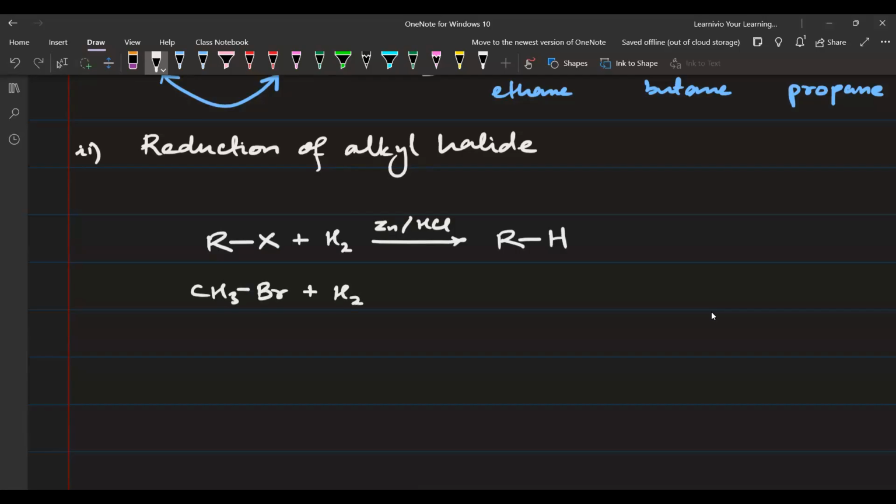For example, if you have CH3Br plus H2 in the presence of zinc and H+, they will give you H positive, है ना? Same thing. तो भी क्या होगा? CH3 में यहाँ पे 3 हाइड्रोजन, एक हाइड्रोजन बढ़ा दीजिए, बस CH4. That's it. Does it make sense? Yes or no? Please tell me, guys. Yes, sir.